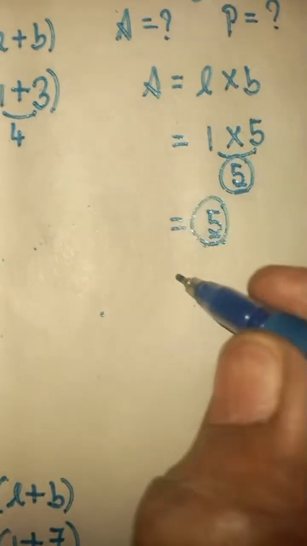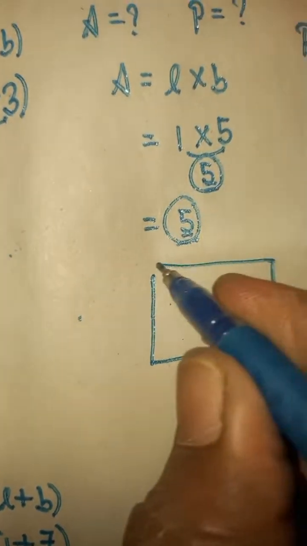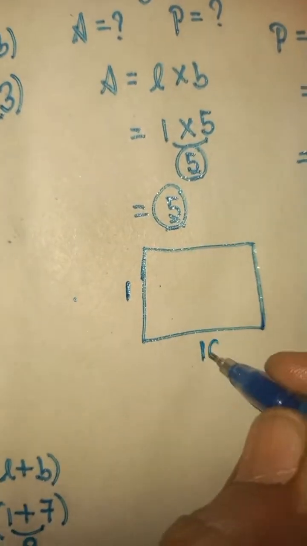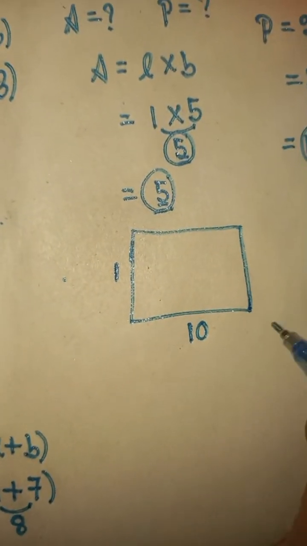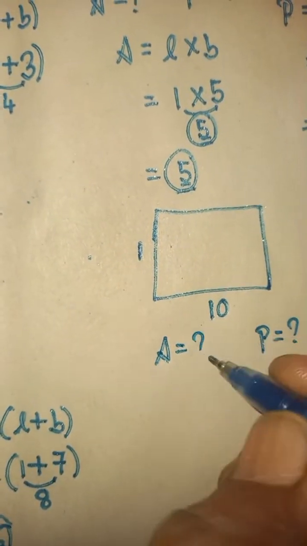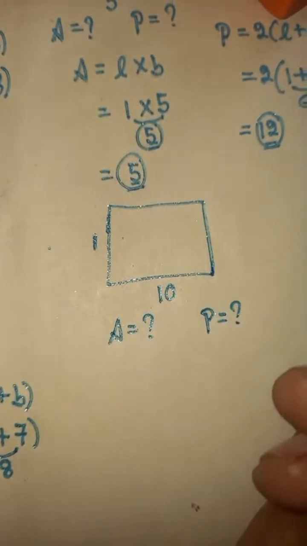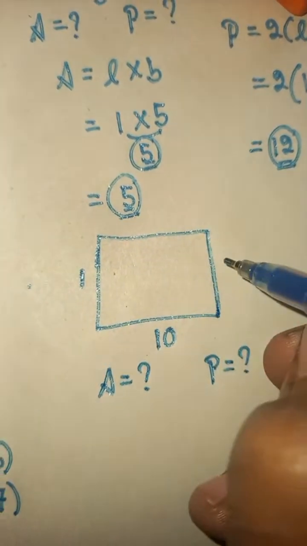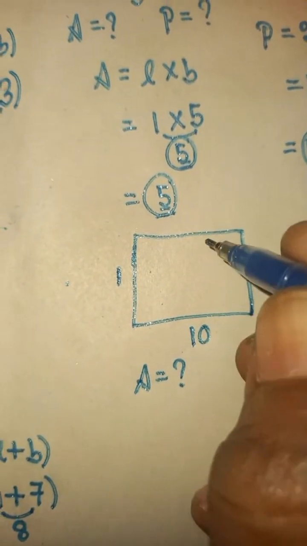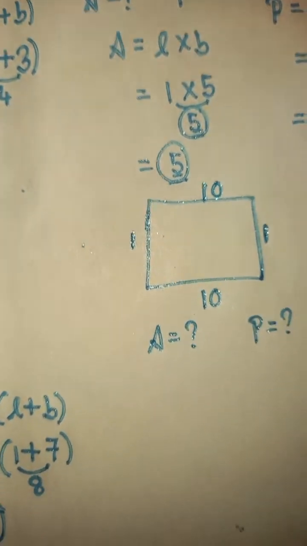Let's take the final rectangle. In this rectangle, they have given this side length as 1 unit and this side length as 10 units. Now you need to find out what's the perimeter and what's the area in this rectangle. So here opposite to this side also becomes 1 unit. This side is 10 units. Opposite to this, that's also 10 units.